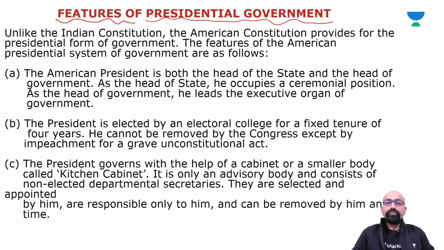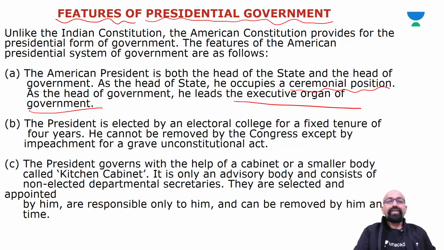So the features of the presidential government we'll discuss, like the American president is both the head of the state and head of the government. As the head of the state, he occupies a ceremonial position. As the head of government, he leads the executive organ of the government. Yes, friends, we are discussing presidential government system, right?